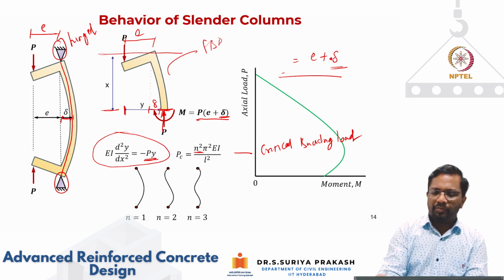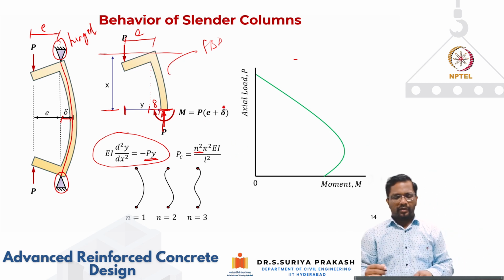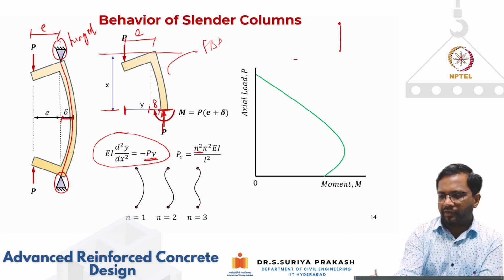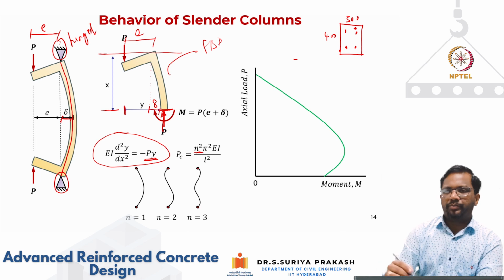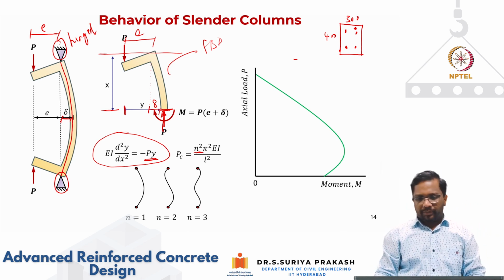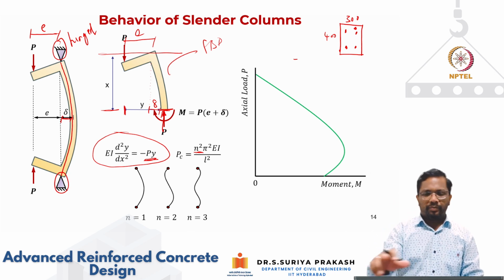So now, what is the implication of this? Okay. Now I'm taking up, let's say, this particular cross section. Let's say this column has a cross section of 300 mm by 400 mm, and I have some steel, like this, and I'm putting some nominal stirrup also.